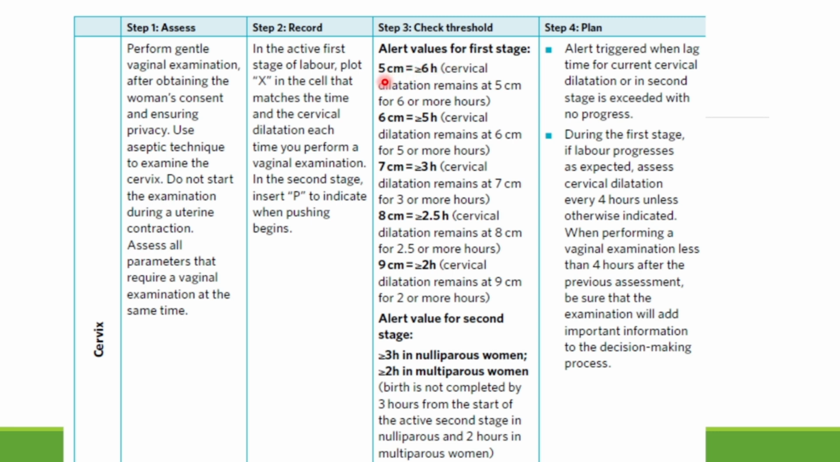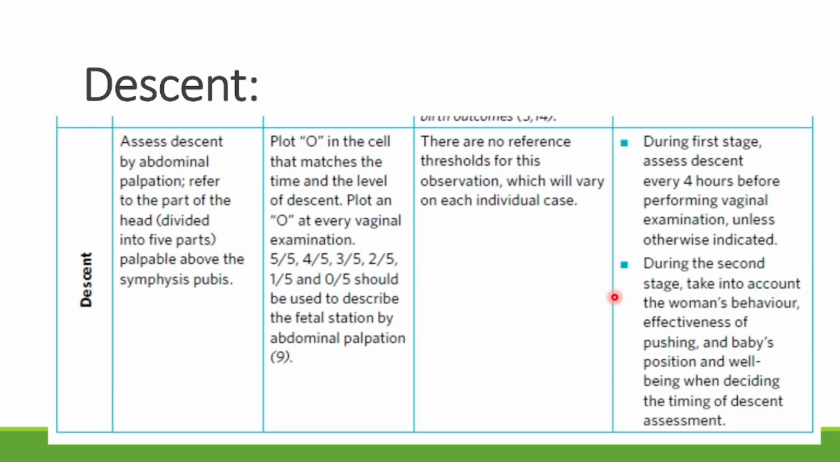If 5 cm remains for 6 hours and more, you should encircle. This is abnormal progress. At 6 cm, 5 hours and more, this is abnormal. At 7 cm, 3 hours and more, this is abnormal. So any abnormalities we see here, check with the threshold, we should encircle with red. What about the plan? If we see poor progress in labor, we should follow the local guidelines for the management.